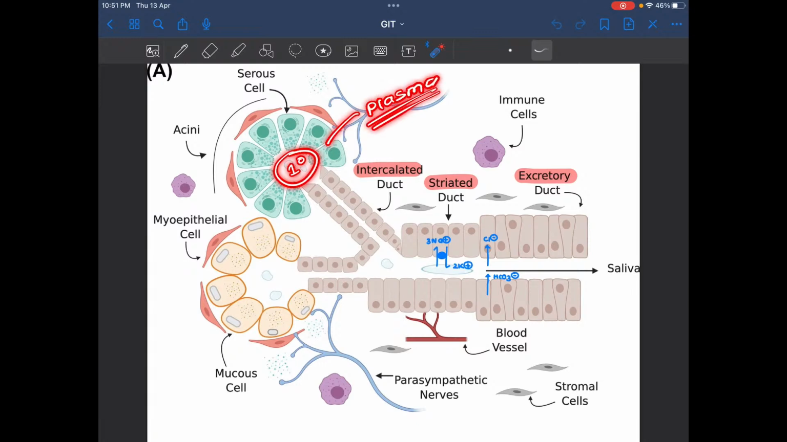So everything which is there in the plasma is there. Is it rich in potassium? No, it's low in potassium. It's rich in sodium, rich in chloride and the like. So it's exactly similar to the plasma. It's isotonic, right? Isotonic as well as very similar to your plasma.